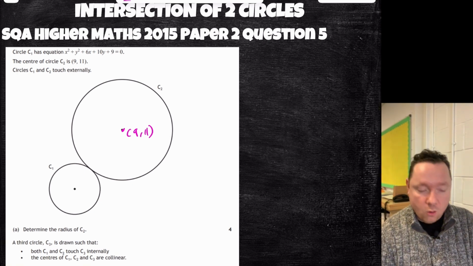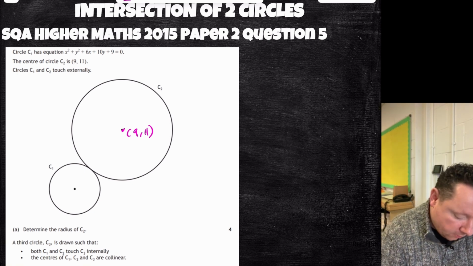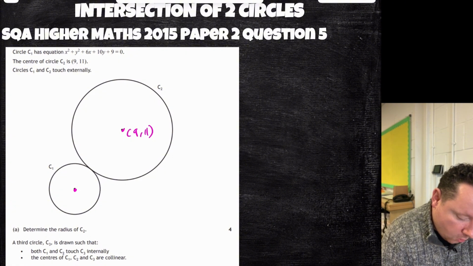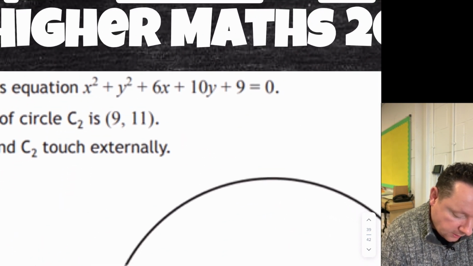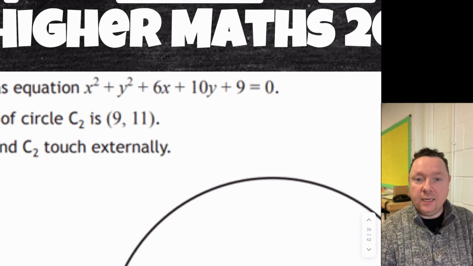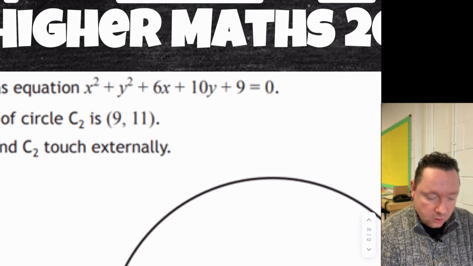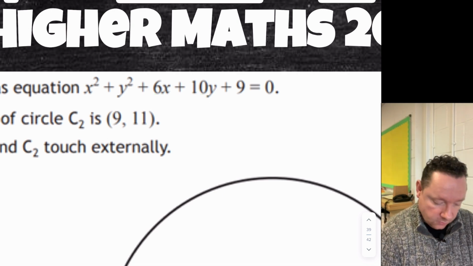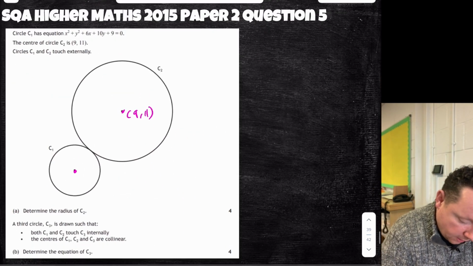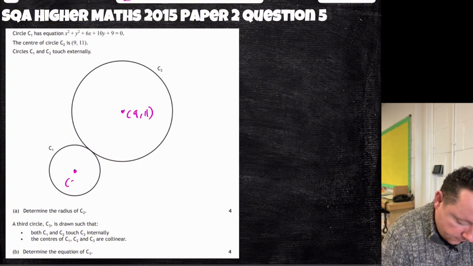Well, we'll just find out all we can, so let's see if we can find the centre of C1. We have this equation here, and we know from the start of the exam paper that (minus g, minus f) is a circle's centre. So to get minus g, minus f, you just divide these by 2 and change the sign. So that becomes (-3, -5). So we can write that for that centre.